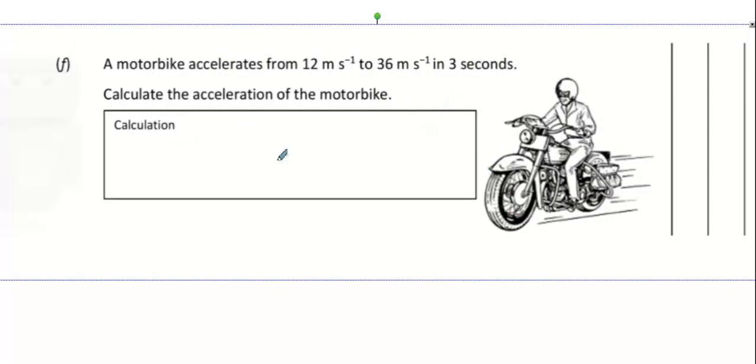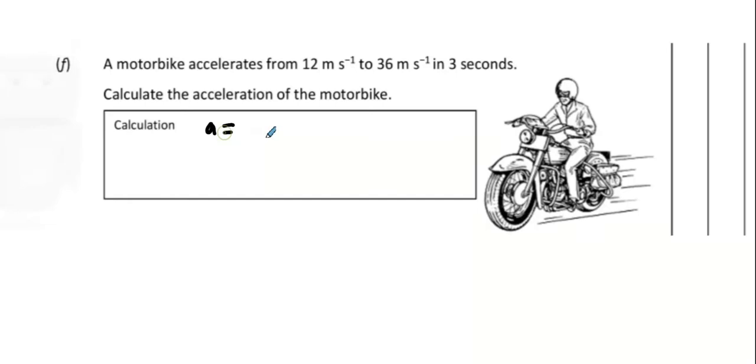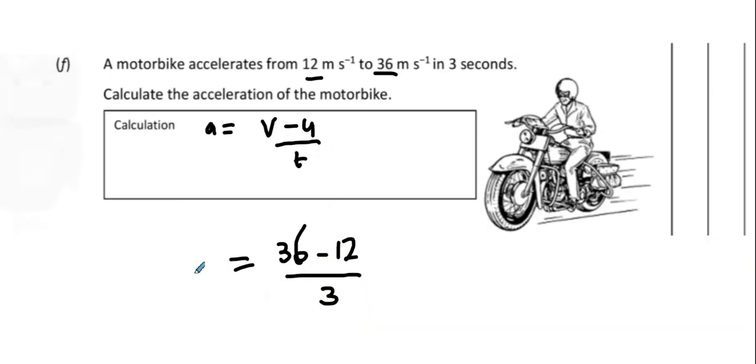All right, we're looking for acceleration. There's a formula for acceleration. It's final velocity minus initial velocity over time taken. So your final velocity is 36. Your initial velocity is 12. You need to know this formula off by heart. The time taken was 3 seconds. So therefore, it's going to be 36, take away 12 is 24. 24 divided by 3 is 8. Please remember the units for acceleration. You need to learn this off by heart. It's meters per second squared.